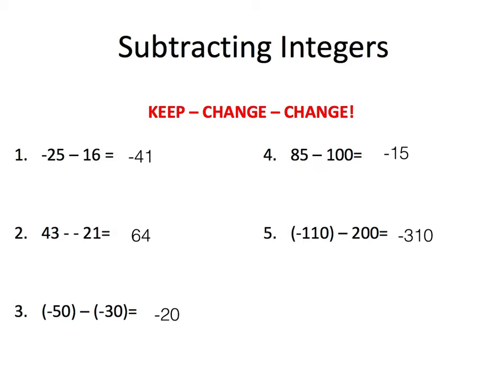It's very important to rewrite it as an addition problem using your keep, change, change rule. Then you only have to remember the two rules that we talked about on the previous screen. Number 4, 85 plus -100. Now we're adding with two different signs. So we want to subtract, keep the greater absolute value, which is a -100, giving us final answer of -15. For number 5, -110 plus -200 would equal -310 because you would add two of the same.